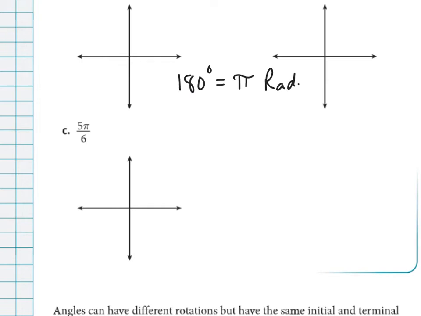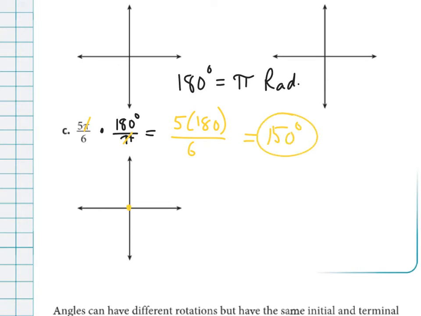But if you had to draw 5 pi over 6, again, at this point, most of you are probably like, I have no clue where that is. You can always do the conversion factor, where what we did was, to get it into degrees, we would multiply by 180 over pi. Okay, and the idea is that these pi's cancel out. So we end up with 5 times 180 divided by 6, and if we calculate that out, 150 degrees. And now it's a lot easier to visualize a 150 degree angle, right?